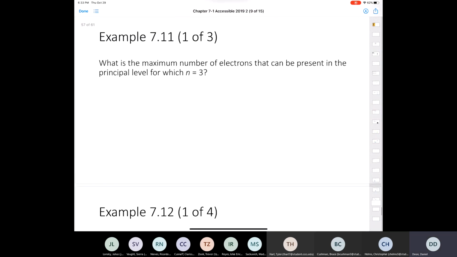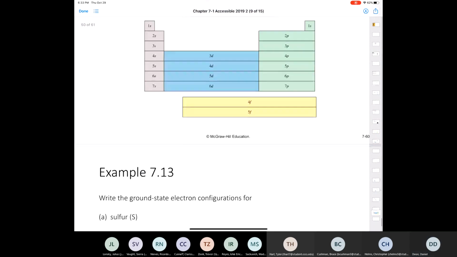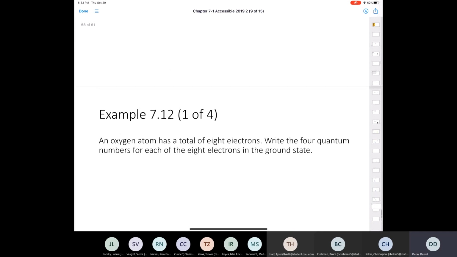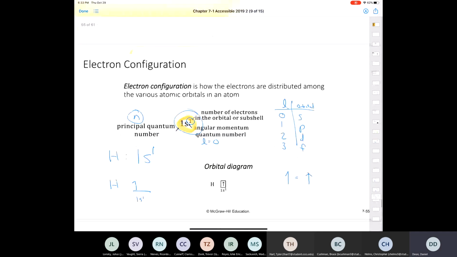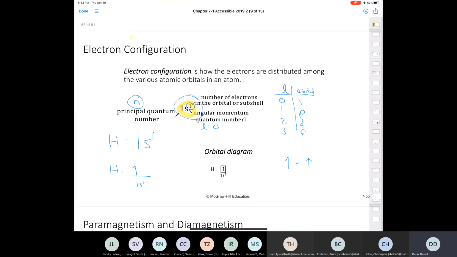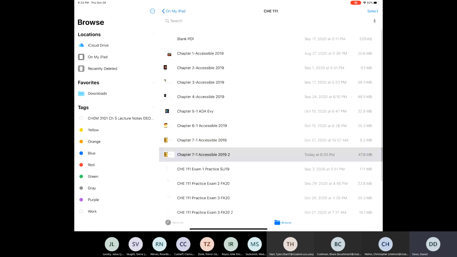Let me check on something here quickly. Yeah, I just wanted to go over a couple things before we move on. Okay, let me just check something here quickly.